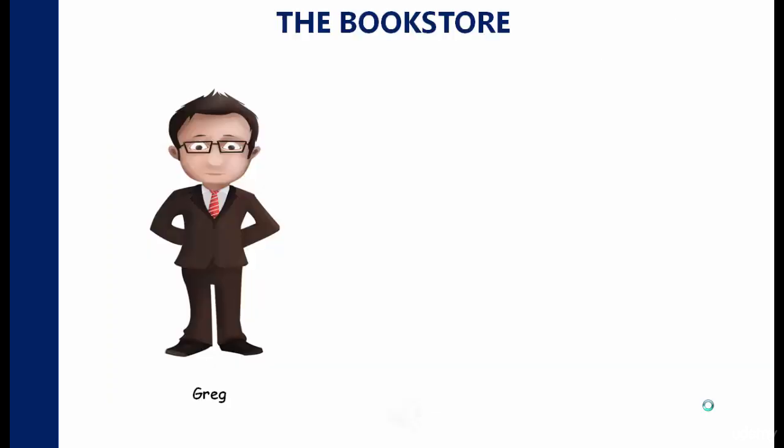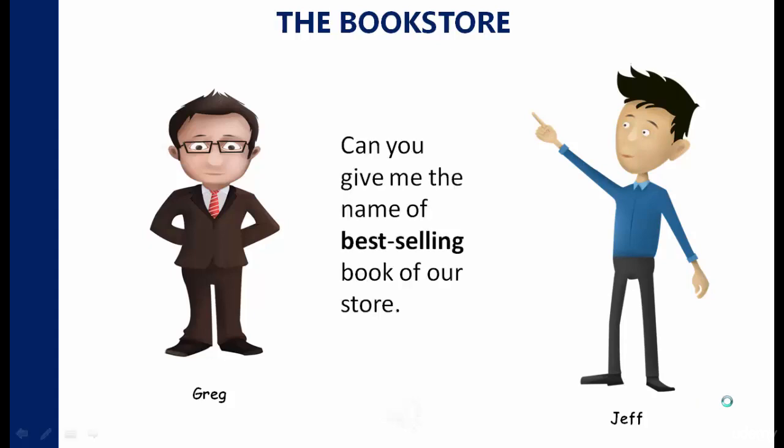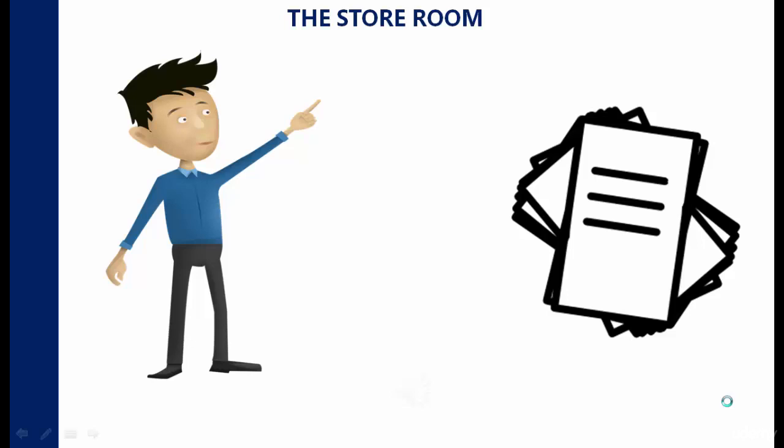After the end of the sale, Greg asked his store manager Jeff to give him the name, interest area, and mobile number of all the customers who bought books during the sale. So when Jeff went to the record room and started searching the records, he was completely confused and could not decide how to start.